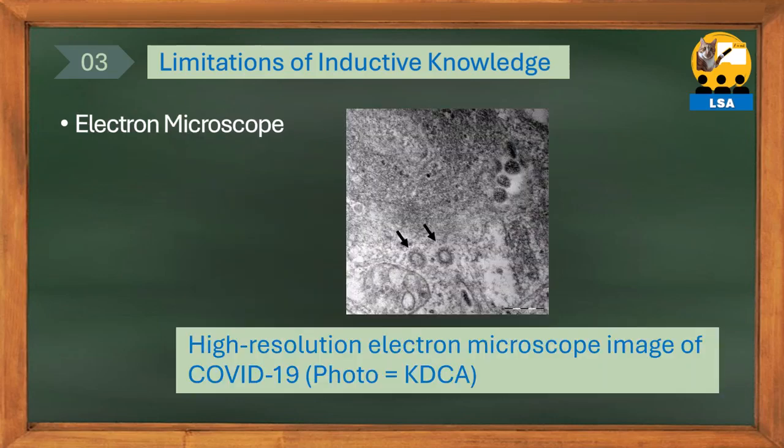This is an electron microscope. This is a high-resolution electron microscope image of the COVID-19 virus released by the Korea Disease Control and Prevention Agency. You can even observe viruses with an electron microscope.